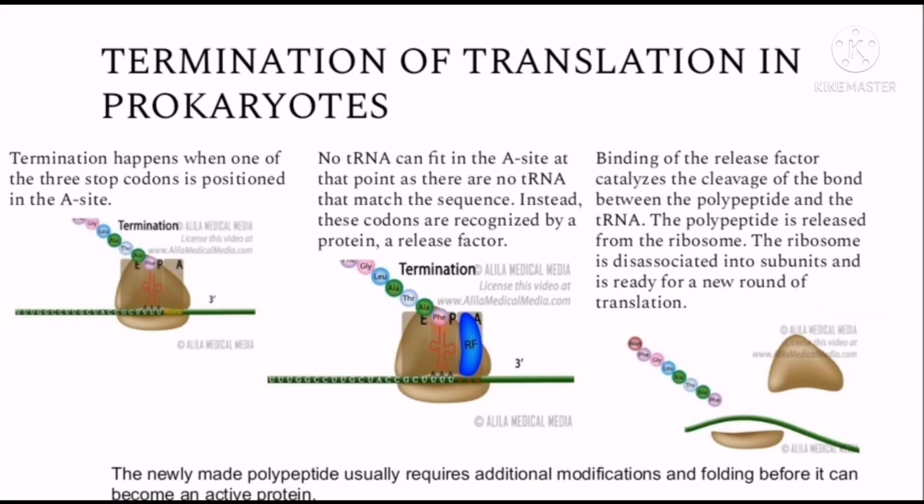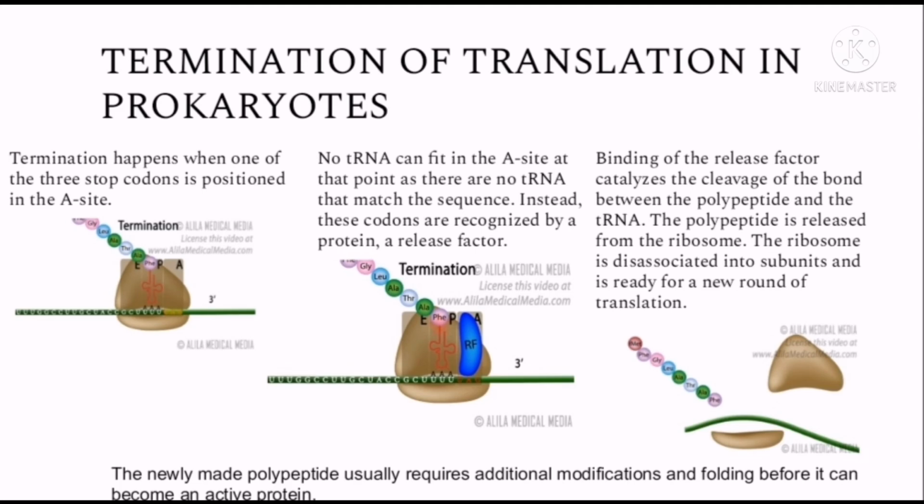So now let's proceed to the last process, which is called the termination of translation in prokaryotes. In the last part, which is the elongation, the cycle is repeated for each codon on the mRNA. From the word elongation, this is the process in which the length of the sequence increases. So now let's proceed to the termination. It happens when one of the 3 stop codons is positioned in the A site.